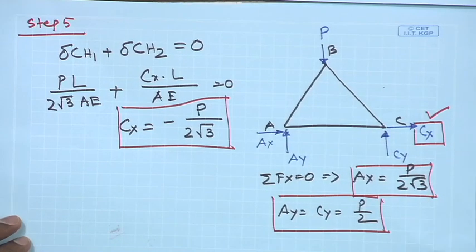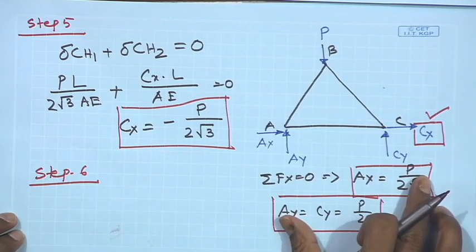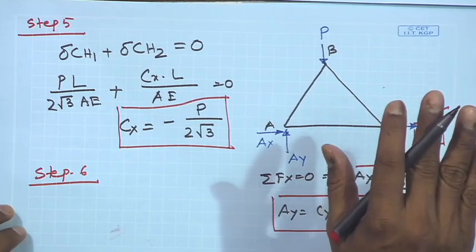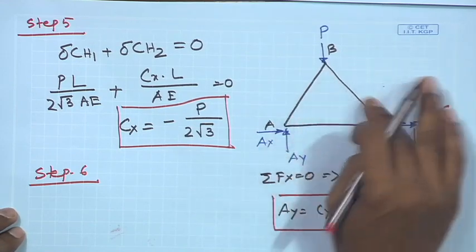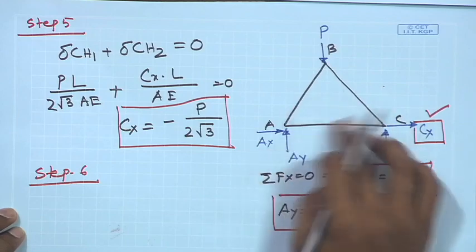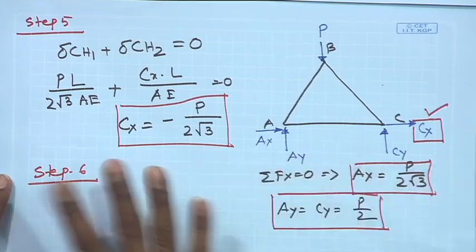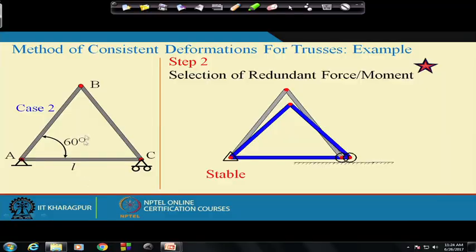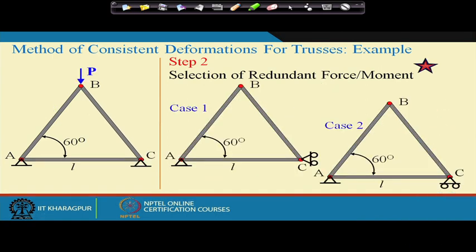Okay. Now, that was step 6. So step 6 was, once we have Cx, apply the equilibrium: draw the free body diagram and apply the equilibrium conditions on these structures to get the other unknowns, in this case the other support reactions and the member forces. So these were the different steps demonstrated for this problem.